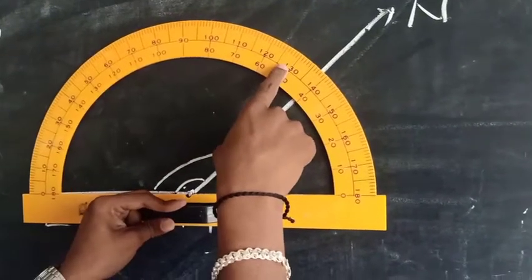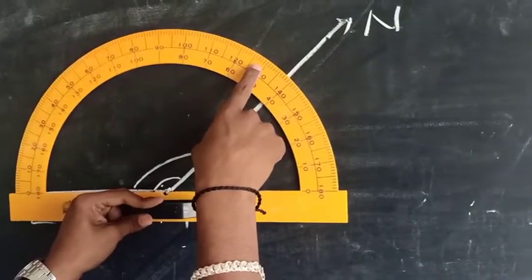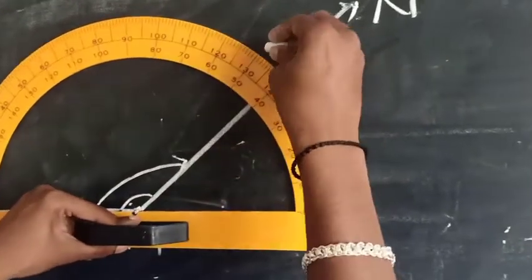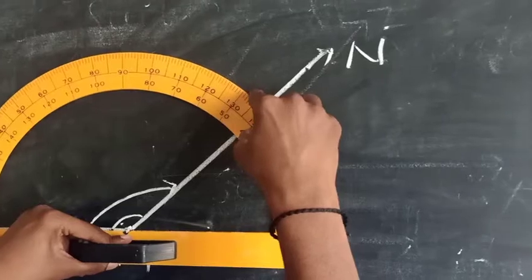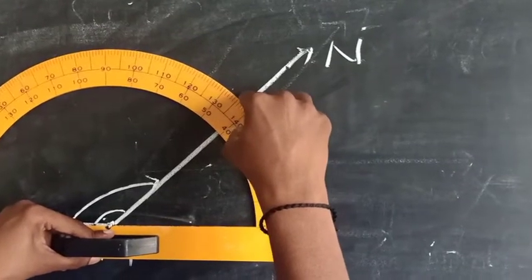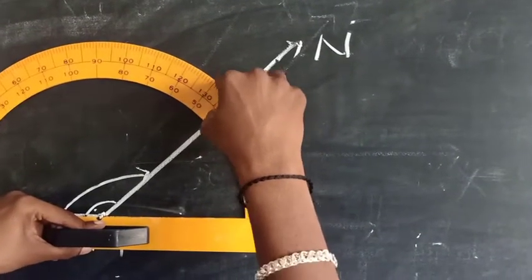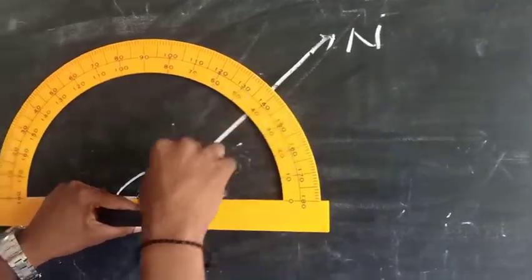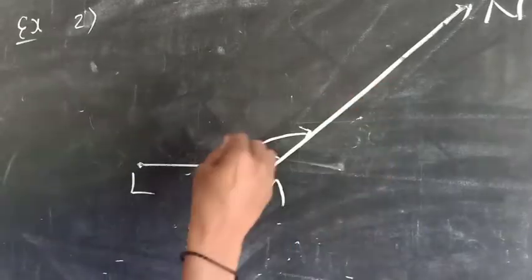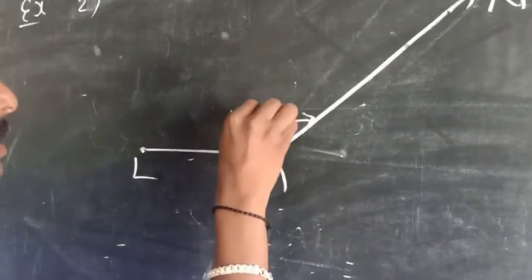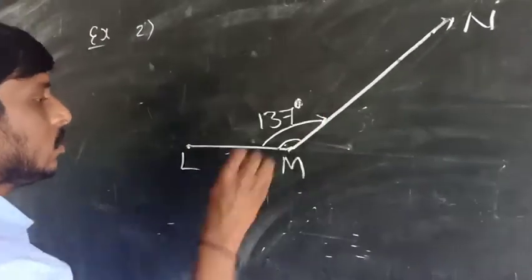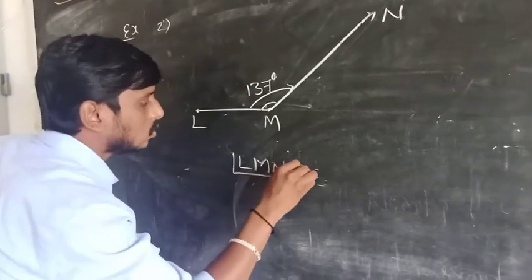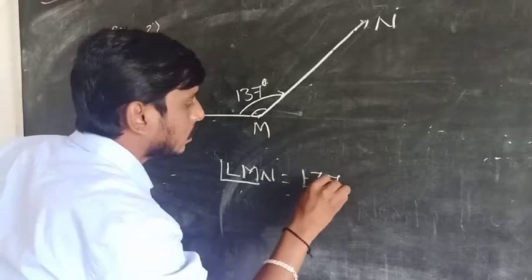It lies between 130 and 140. After 130, the first line indicates 131, 132, 133, 134, 135, 136, 137. So there are 7 lines after 130. Therefore the angle LMN is 137 degree. Okay. So how to represent it: angle LMN equals 137 degree.